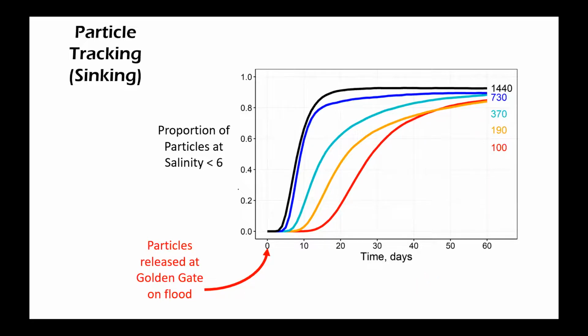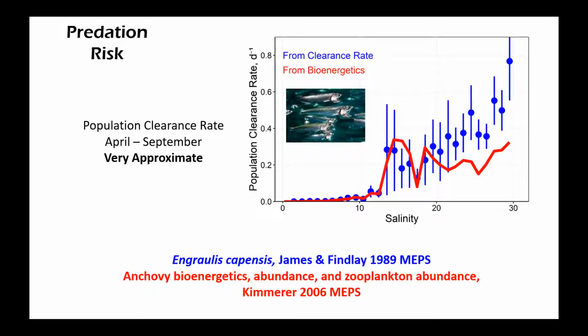So why does speed matter to survival? How come it makes a difference if they eventually get there? The answer is right here. This is predation risk. Sorry, I've got a bit of a cold here. Predation risk based on the abundance of anchovy, which are the biomass dominant of small planktivorous fish in the lower estuary. They're very rare at low salinity, but they're much more abundant at medium to high salinity.